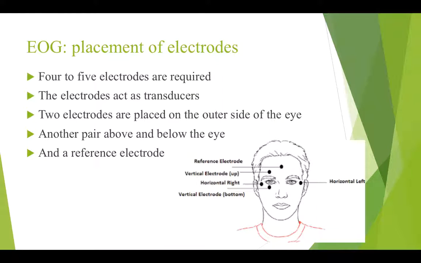As can be seen from the above figure, 4 to 5 electrodes are required for the detection of the EOG signals. In the process of detection, the electrodes act as a transducer, converting the ion current obtained at the skin to electron current. The derivation of the EOG is achieved by placing 2 electrodes on the outer side of the eye to detect horizontal movement, and another pair above and below the eye to detect vertical movement.